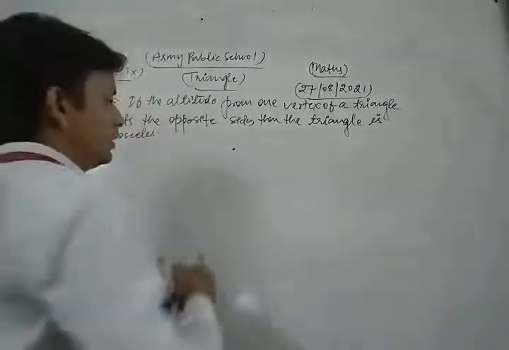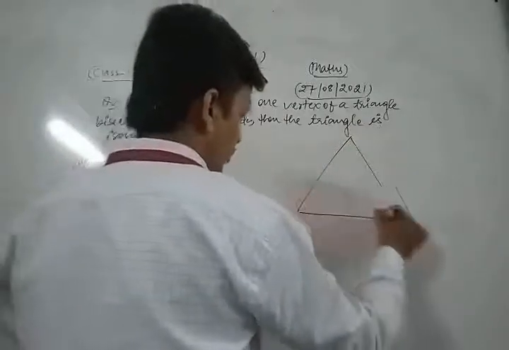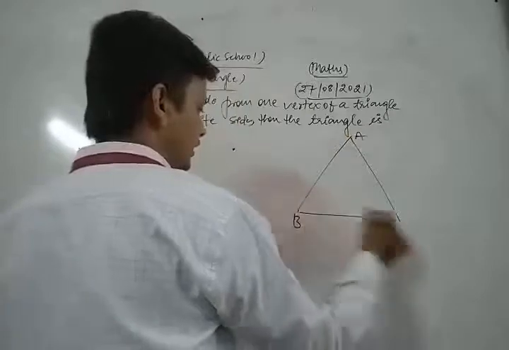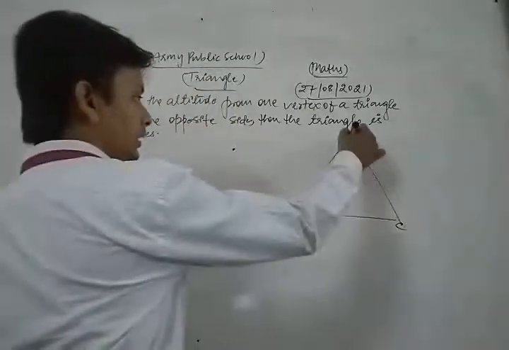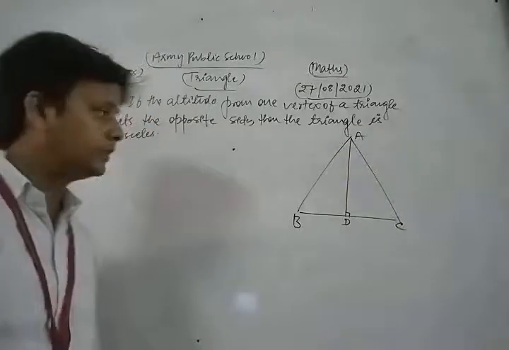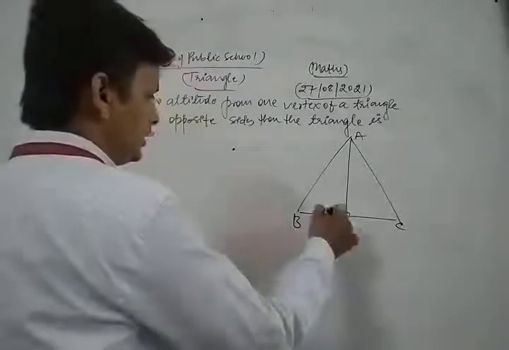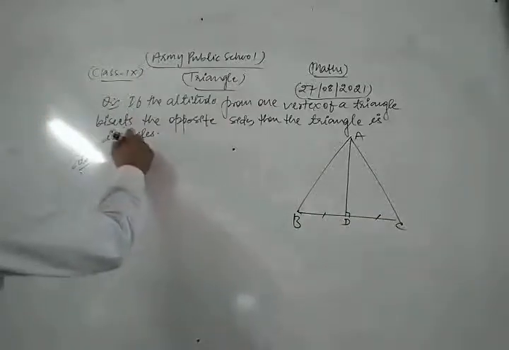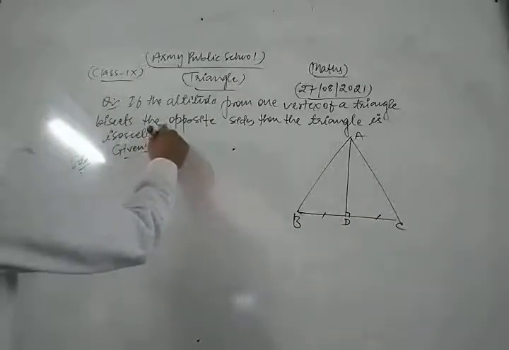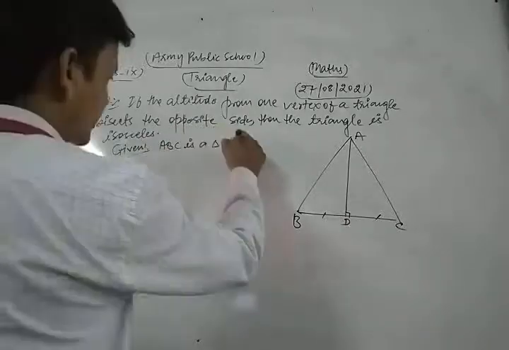First of all, we draw a triangle ABC in which we draw AD perpendicular to BC, and we have to show that the triangle is isosceles, given that AD bisects the opposite side, meaning BD is equal to CD.